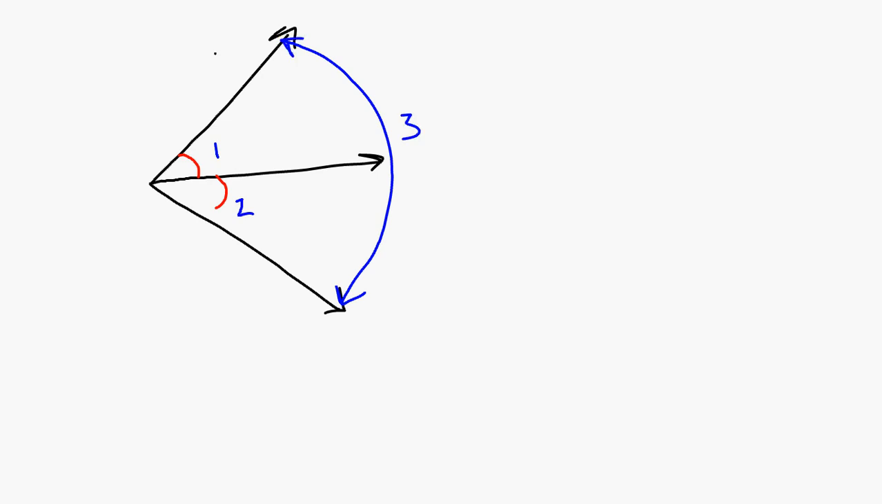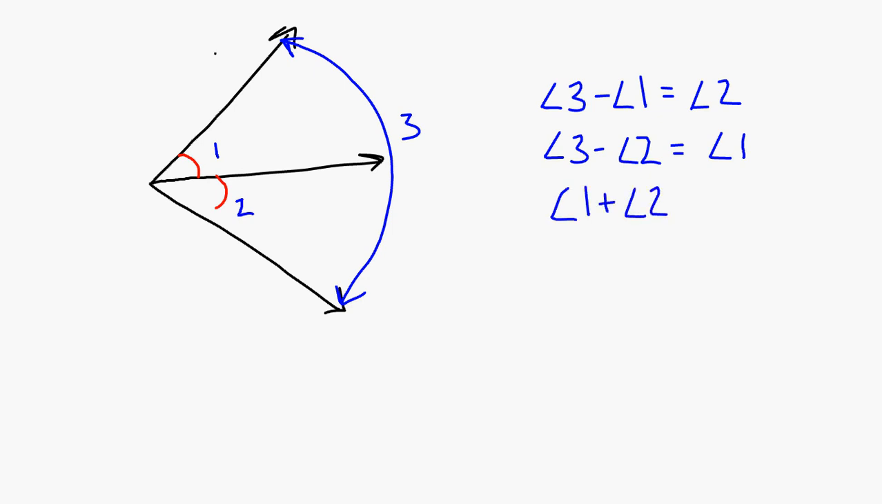Okay, angle 3 minus angle 1 equals what? Angle 2. Angle 2, good. Angle 3 minus angle 2 equals? Angle 1. Very good. Angle 1 plus angle 2 equals? Angle 3. Okay? Everybody good with that? That's just the angle addition postulate.